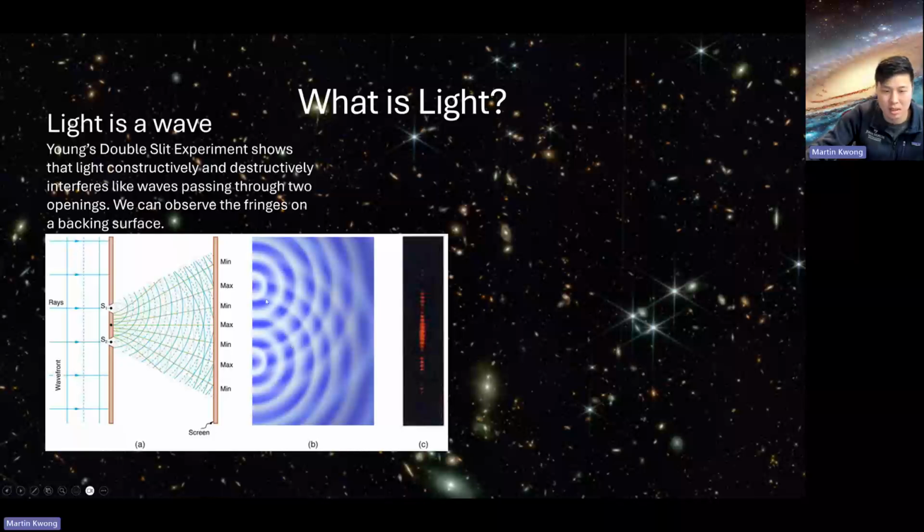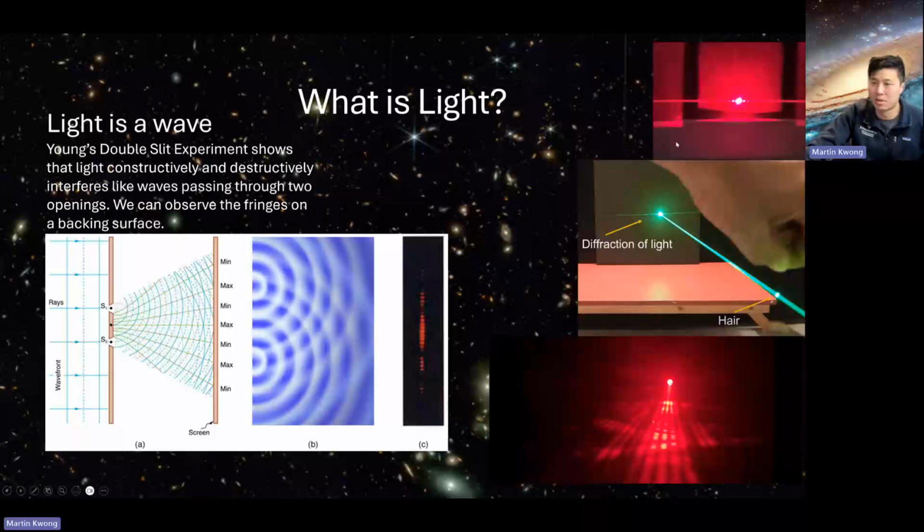You have these ripples, like a wave. Imagine if you throw two rocks together, one rock here, one rock here, they would create ripples. And these ripples then constructively and destructively interfere, which then gives a fringe pattern on the wall. And this is actually done with a red laser.